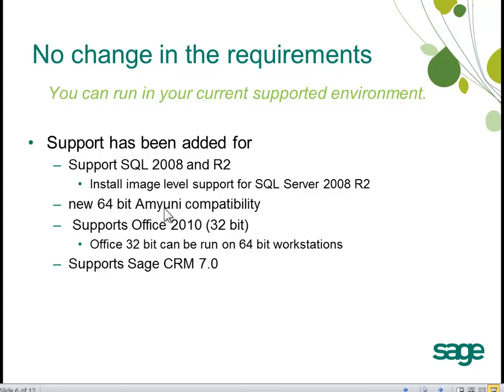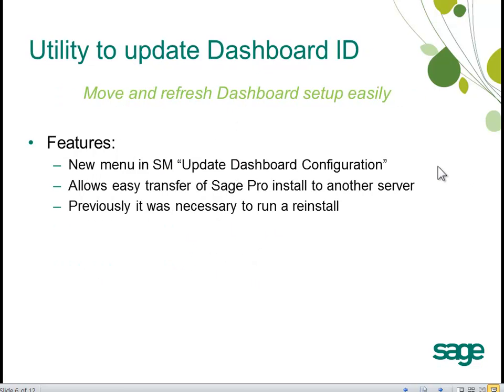We have the new 64-bit IMUNI PDF creator capability, and it is compatible with 64-bit systems. We do support Office 2010. You can run it in 64-bit, but if you're using the email or Message Master MAPI interface, then you will need to run this in 32-bit so that Outlook will talk to the Message Master 32-bit interface. Microsoft made a lot of changes in the email interface from 32-bit to 64-bit, and it is not supported. Finally, we support Sage CRM in this release 7.0.